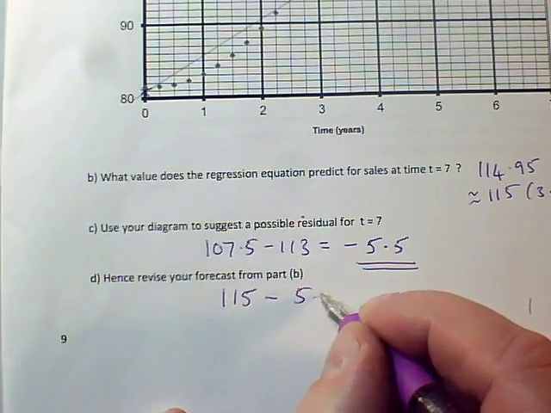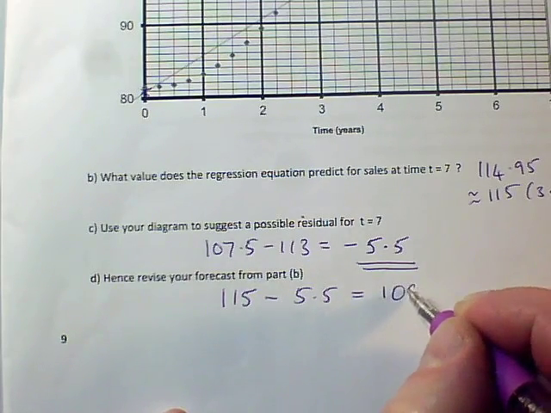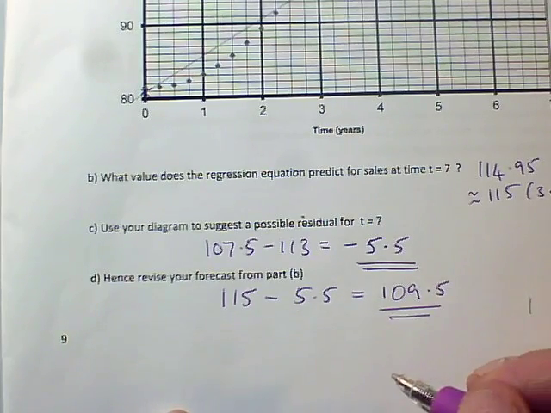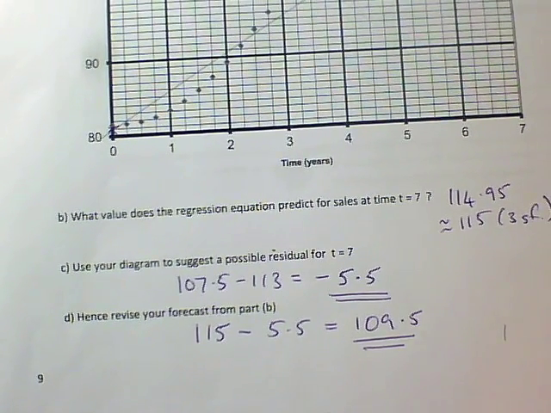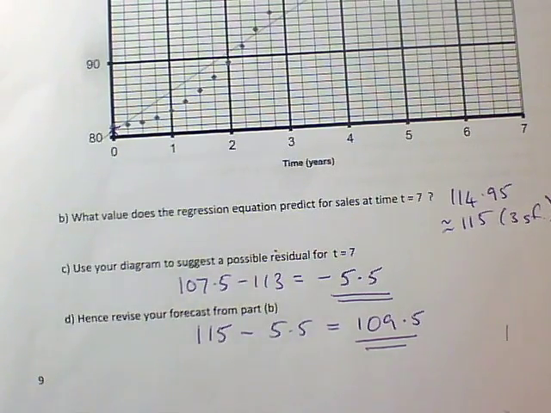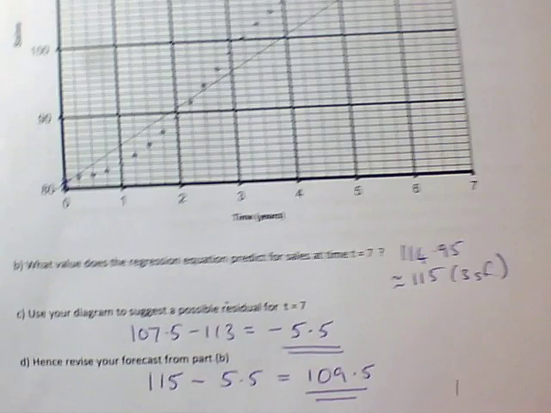So I need to say 115 minus 5.5 is 109.5. Now it might be 110, it might be 109, or it might be that the short-term patterns, there's never any guarantee that the patterns of the past will continue into the future. So it might be 216 instead of 109, but I've got no particular reason to believe that, and this is the best forecast that we've got available in terms of the current data. So if patterns continue, we expect the next figure at 7 to be something like that number.